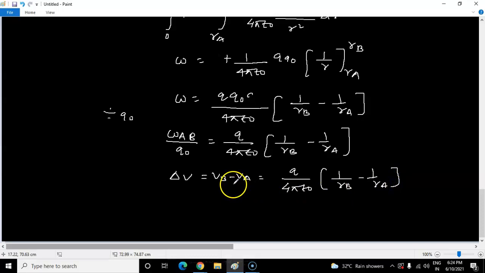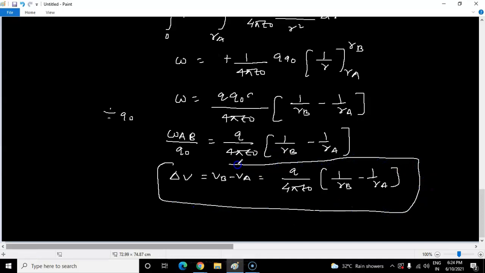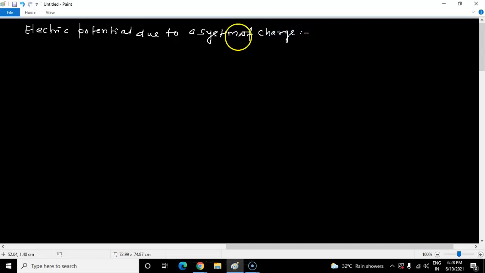So this problem I just copied. What is my delta V? Delta V is the change in electric potential due to a system of charge. System of charge means let us consider the electrostatic potential at point P due to a group of point charges, right?